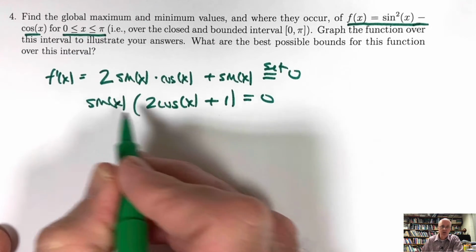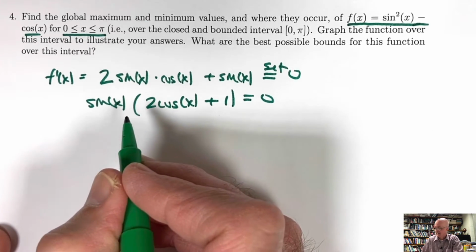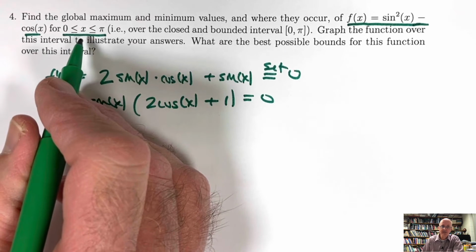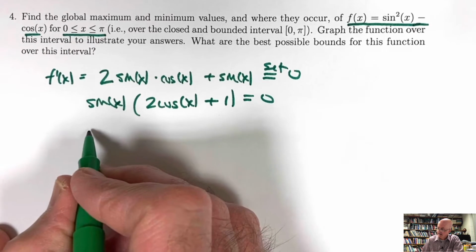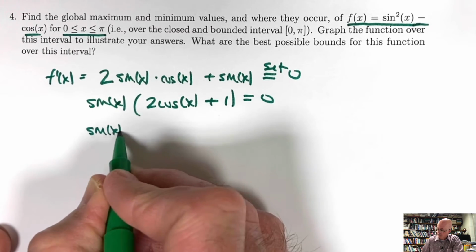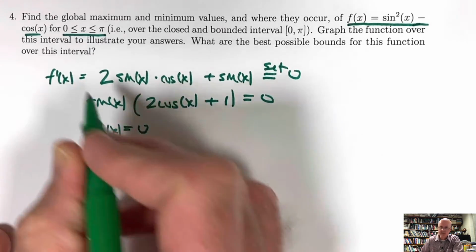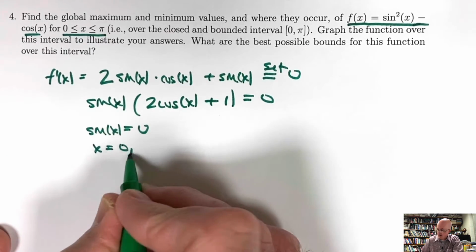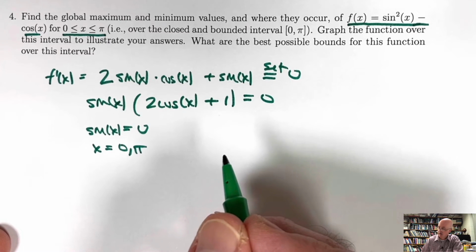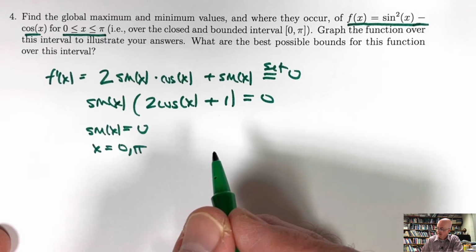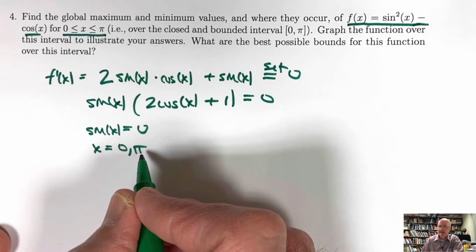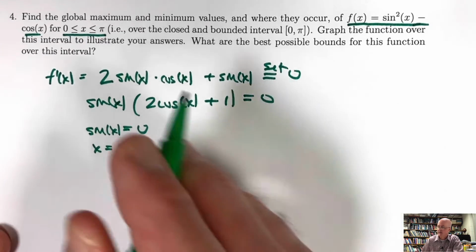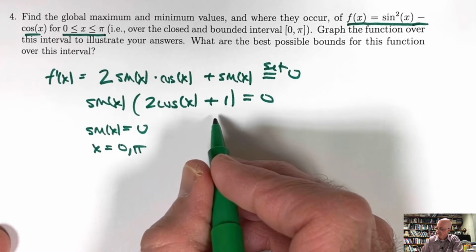These things are 0 at infinitely many values of x, but we're only concerned about the values of x that are between 0 and pi. Sine of x equaling 0 has solutions between 0 and pi that are 0 and pi. The endpoints of the interval are also critical points of the function. Pi is in radians. That's the same as 180 degrees. You can check this. Make sure you're assuming, when you're thinking about this problem, that x is in radians.